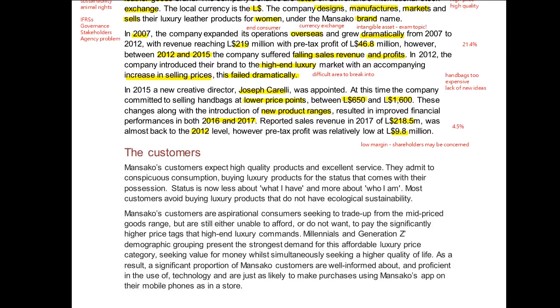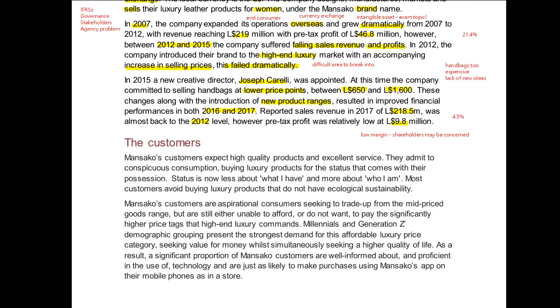So Mansako's customers expect high quality products and excellent customer service. So let's highlight high quality products. That's obviously important, and these are the 2 main bits of this sentence. So high quality products, what does that mean for a company like this? We know they're a luxury provider, and they're making leather goods primarily for women. So handbags, purses, that kind of thing.